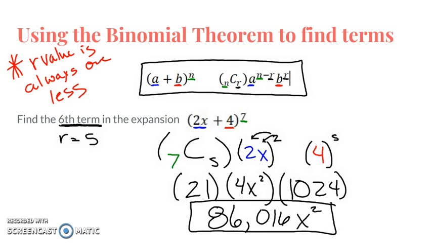So the only thing that you have to use your binomial theorem for is to find a specific term. You can, however, use your binomial theorem to expand if you want to, or you can use Pascal's triangle. And on your test, you can do either one. So whichever one you guys feel comfortable with.